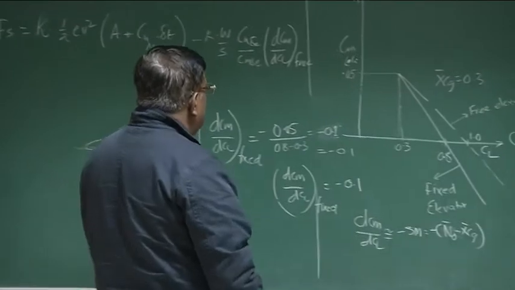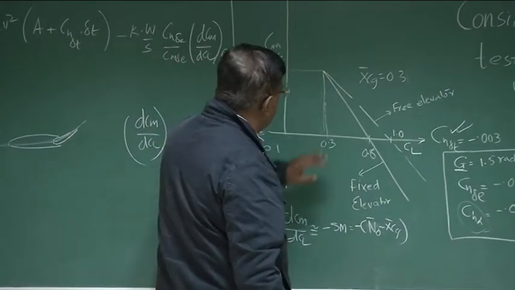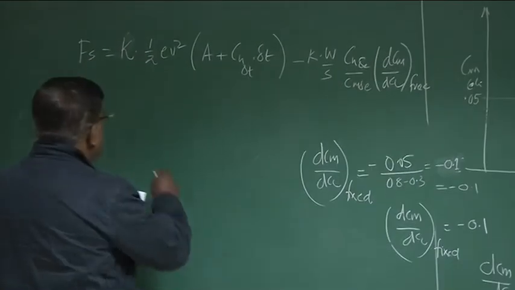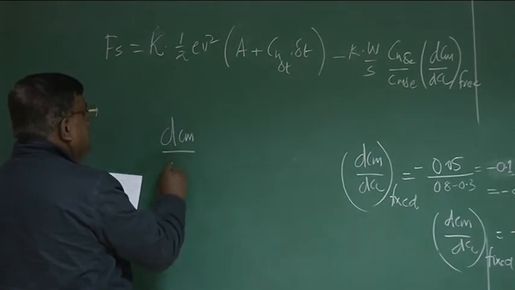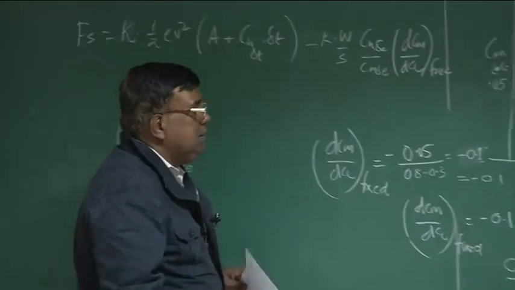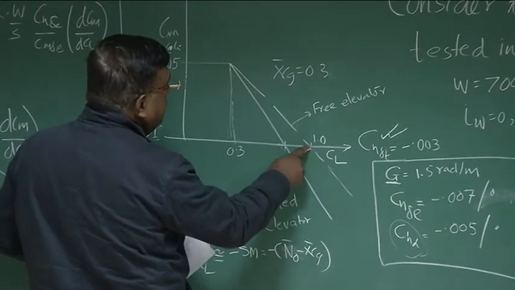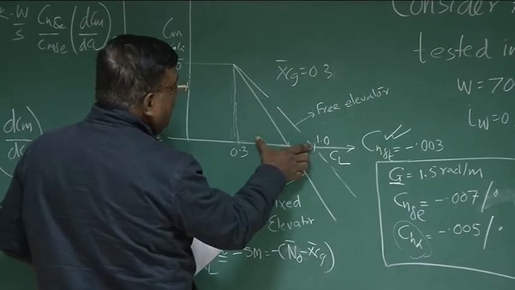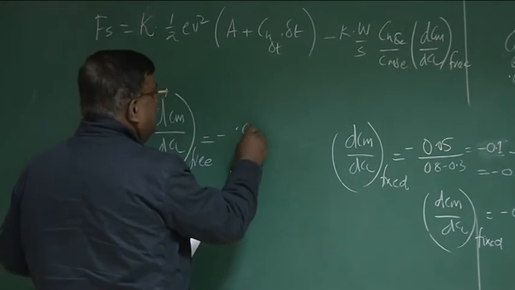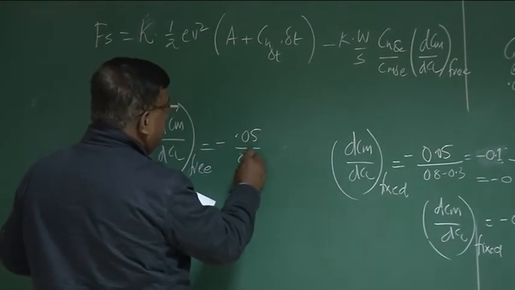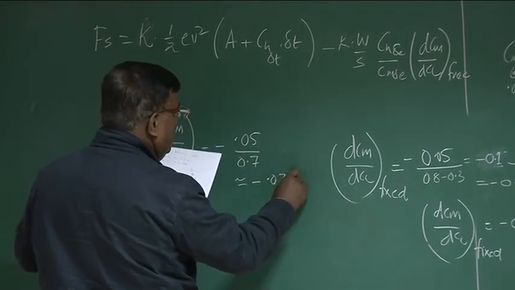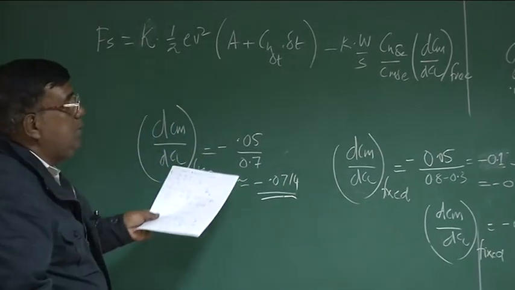As simple as that. Now if you were to do the same exercise, say dCm by dCl free, if I want to find out what the value is, which graph should I see? This is fixed, this is free. So again here you see the distance is 0.3 and 1, so it is 0.7, and this is 0.05. So this will be minus 0.05 by 0.7, and this value is typically minus 0.0714.